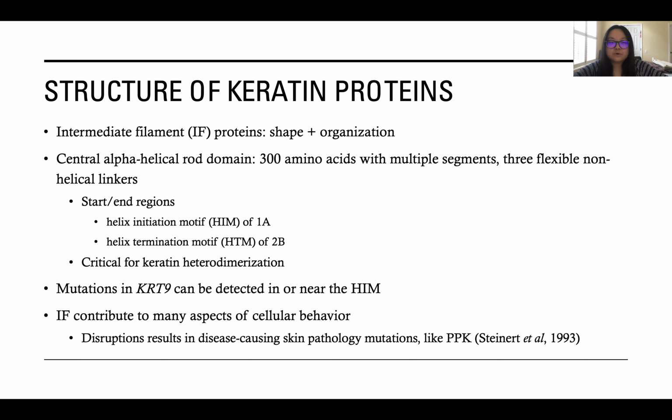And these two regions are critical for keratin heterodimerization, in which obligate heterodimers make up the type 1 and type 2 keratin proteins. Therefore, mutations in the keratin 9 gene can be detected in these domains or near these regions. IF keratin proteins also contribute to many aspects of cellular behavior. Therefore, disruptions to the keratin filaments and organization of heterodimer molecule segments can result in disease-causing skin pathology mutations such as PPK.